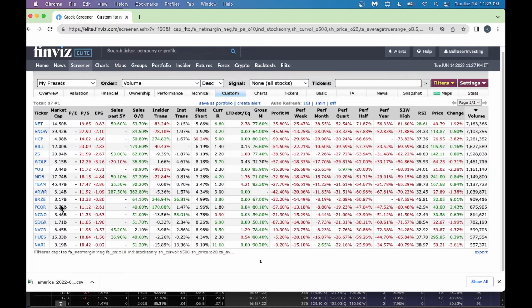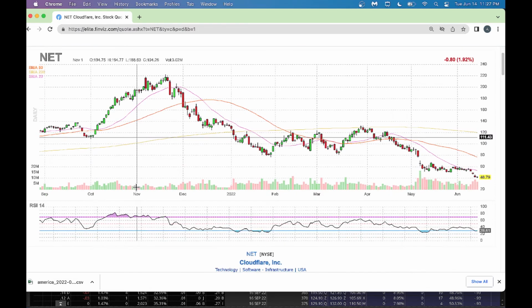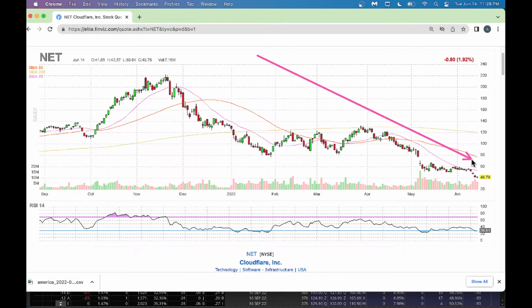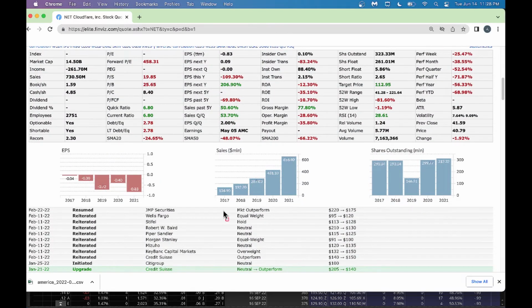As an example, look, we got NET here, Cloudflare. Look at the Cloudflare stock here. Stock is falling off the cliff. Look, it's a big time down. And as you look through Cloudflare, look at their earnings per share. It's trending down here, not a good sign. Shares outstanding is constant. Sales is doing well. This is where they get into trouble. Earnings per share is down, and look here, net profit margin, negative 35%. That's a huge one here.